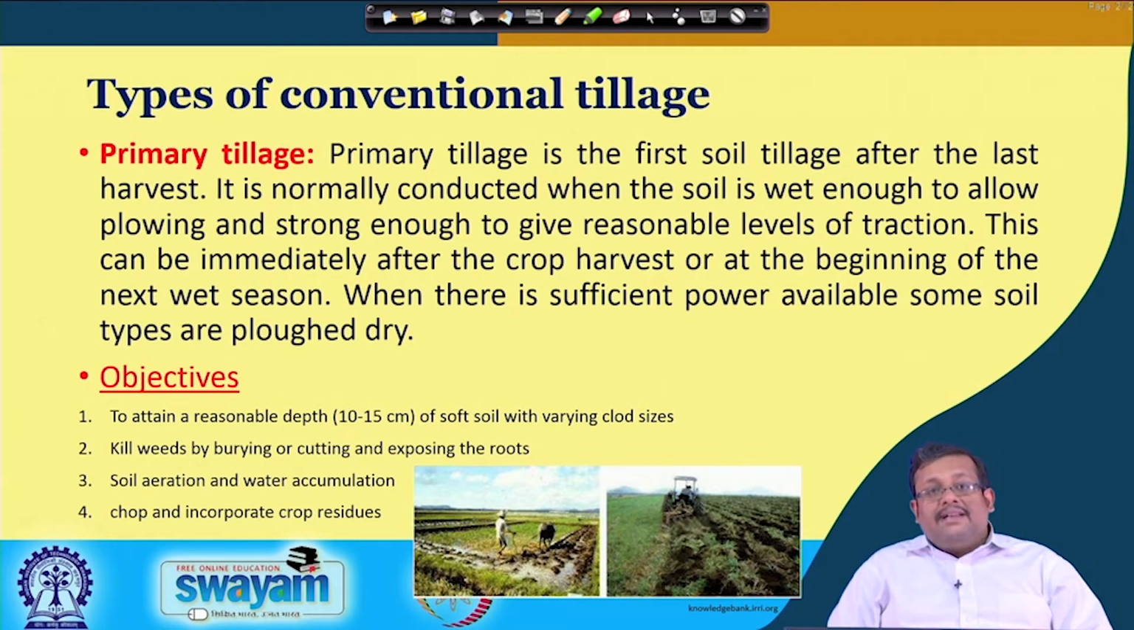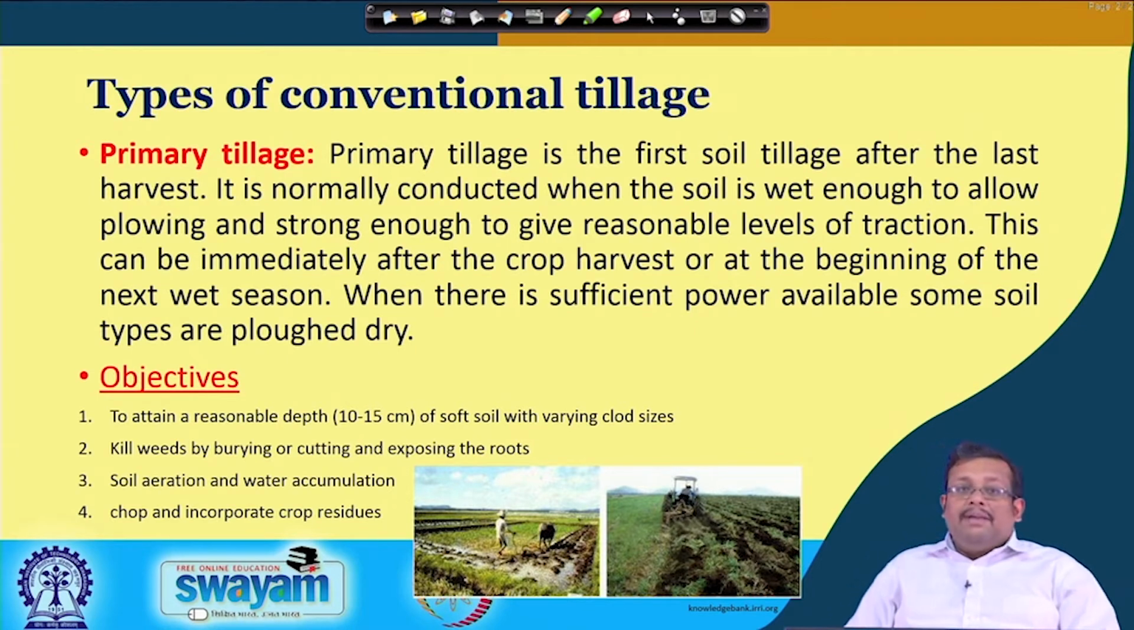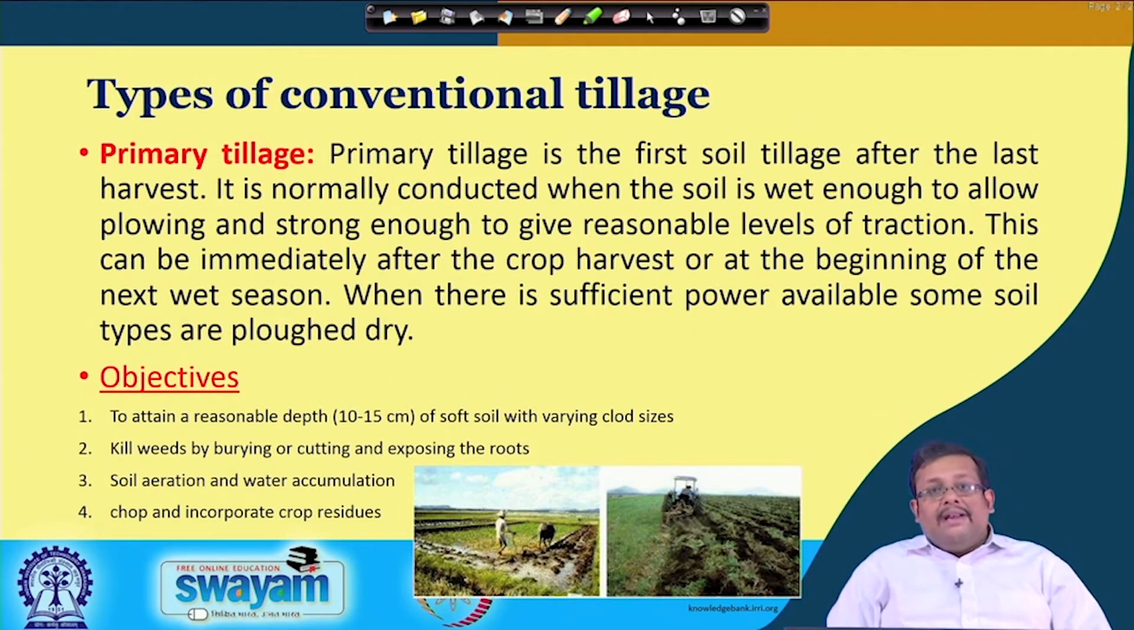Primary tillage can occur immediately after the crop harvest or at the beginning of the next crop season. And when sufficient power is available, some soil types are plowed in dry condition also. As you can see here, I have given two pictures where the farmers are tilling the soil, and this is an example of primary tillage. Remember that primary tillage is always done after the harvest of the previous crop or just at the beginning of the next wet season.